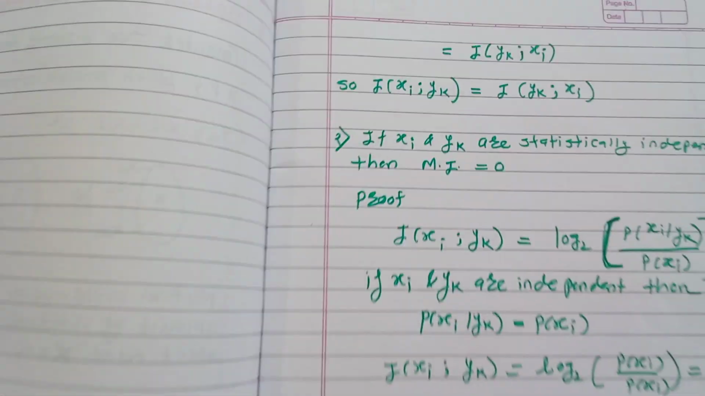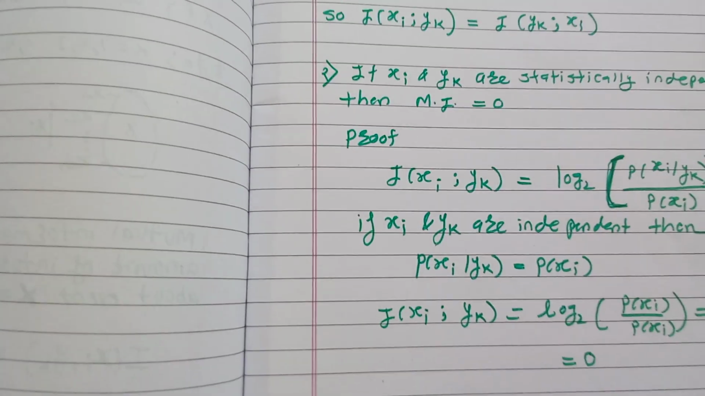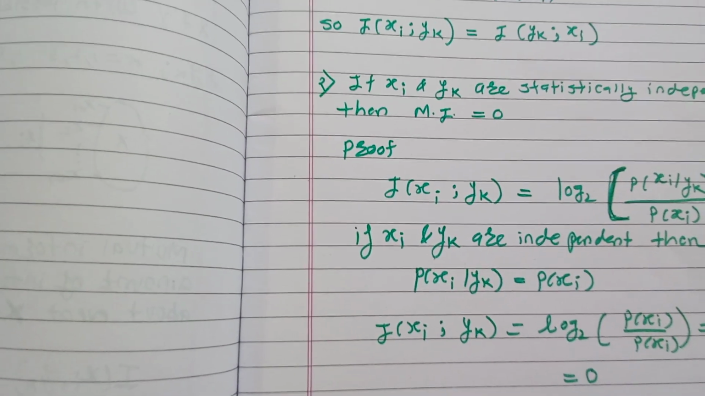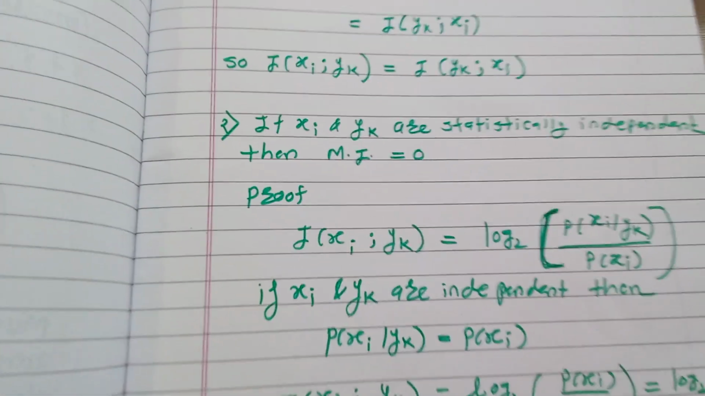So these are the 3 properties of mutual information that we have discussed in this video. So I hope you understood the concept.